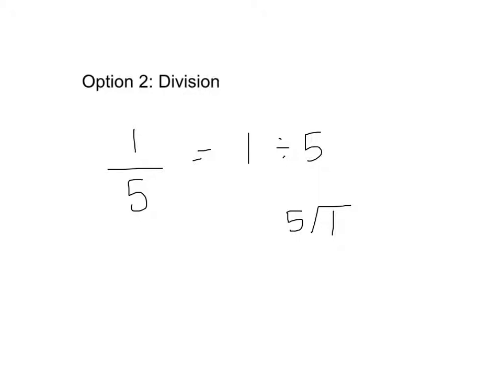5 can't go into 1, but it can go into 10 2 times, so I'm going to put the 2 over the 0 because 5 is going into 10. 5 times 2 is 10. And when I subtract, I have nothing left over. I need to make sure that I bring my decimal up above. So 1/5 equals 0.2, which is 2/10 or 20 hundredths, which is the same answer that I got from my question in the slide before.